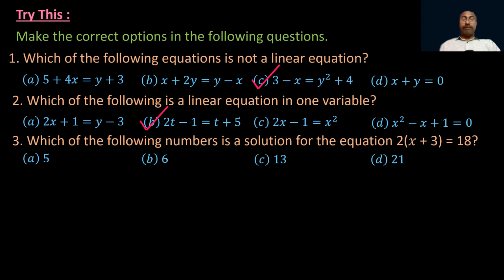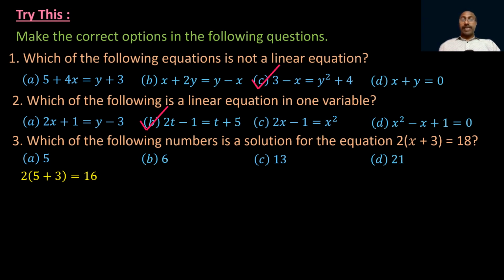If we substitute the value of 5 in LHS, what we get? 2 into 5 plus 3. 5 plus 3 is 8, 2 into 8 is 16. But in RHS we have 18. So the first option is wrong.